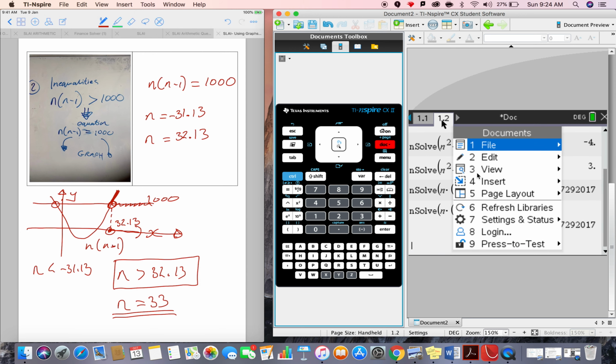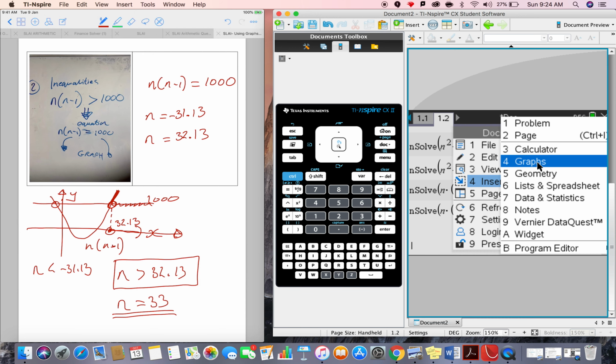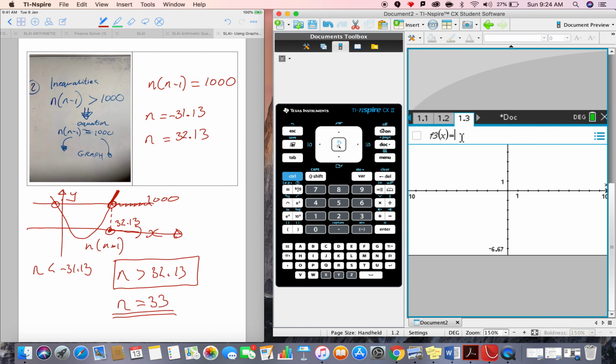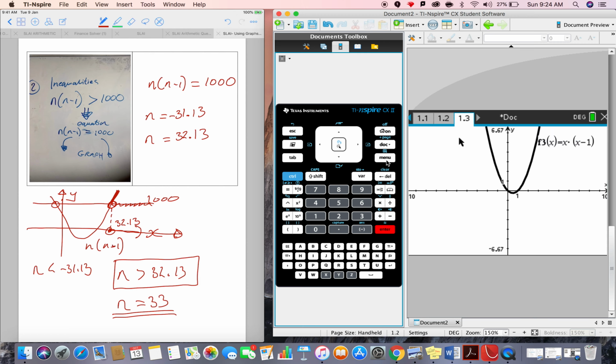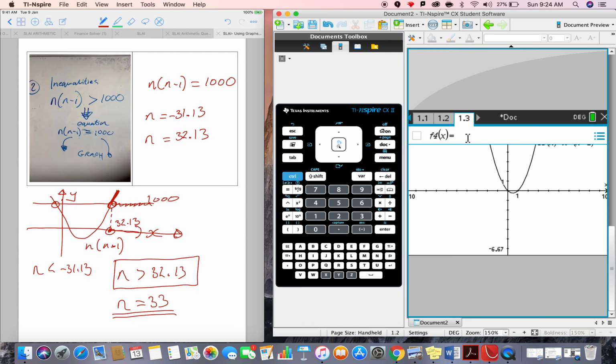So doc, insert graph, and we'll type in the left-hand side again, x into x minus 1. Notice that on the graph entry it doesn't need a multiplication. Oh, I spoke too soon. I didn't think it needed multiplication, but clearly it does. There we go. And then also double tap. We need 1000. Now, of course, we can't see it because it's way too high.